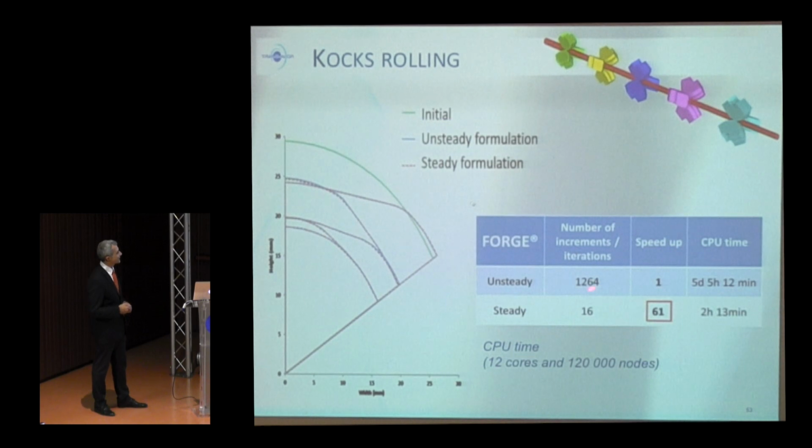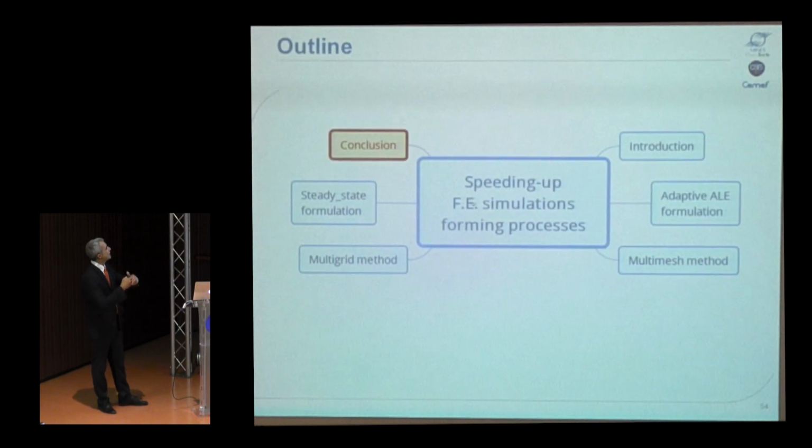And what we can notice here is that with that steady state approach we have a rather small number of iterations, 16, which is quite small compared to the number of increments that are necessary with the incremental approach. And when we look at the computational time, we see that we have a speed up, a difference which is about 60, which properly corresponds to what we are expecting.